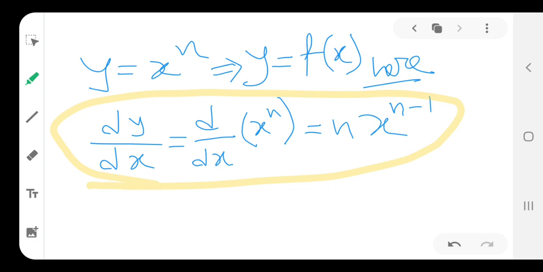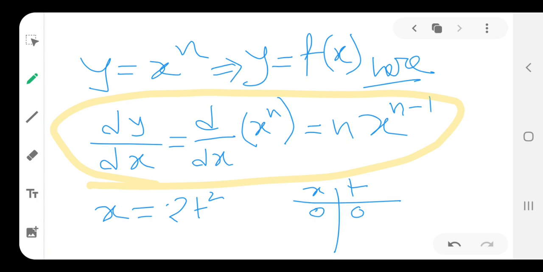Like in our case, I'm going into one example here. Let's say any car is going like this, x equals 2t square. So I know that if I have a plot of x and t, I can find out that initially it will be 0, so x will be 0.